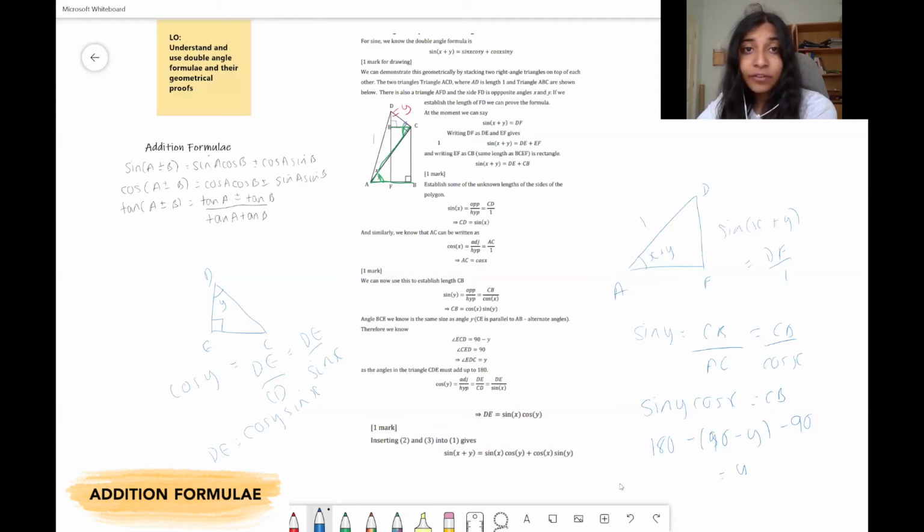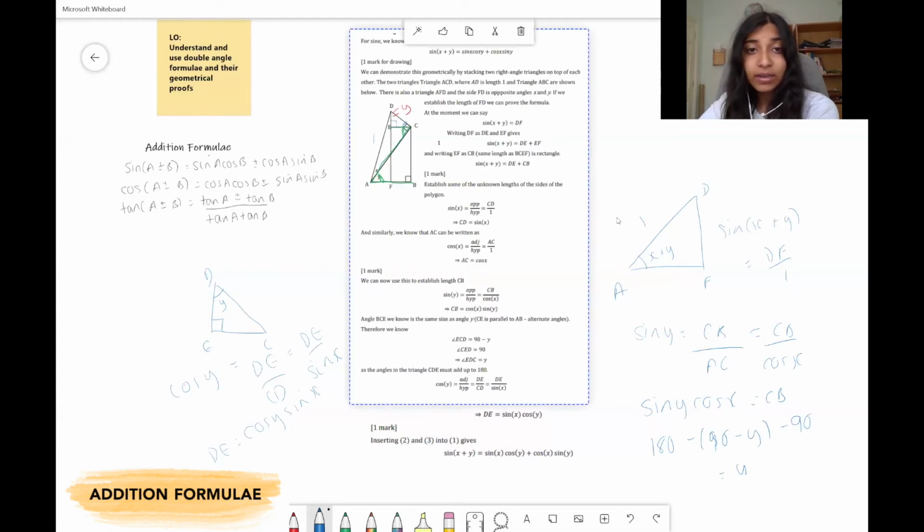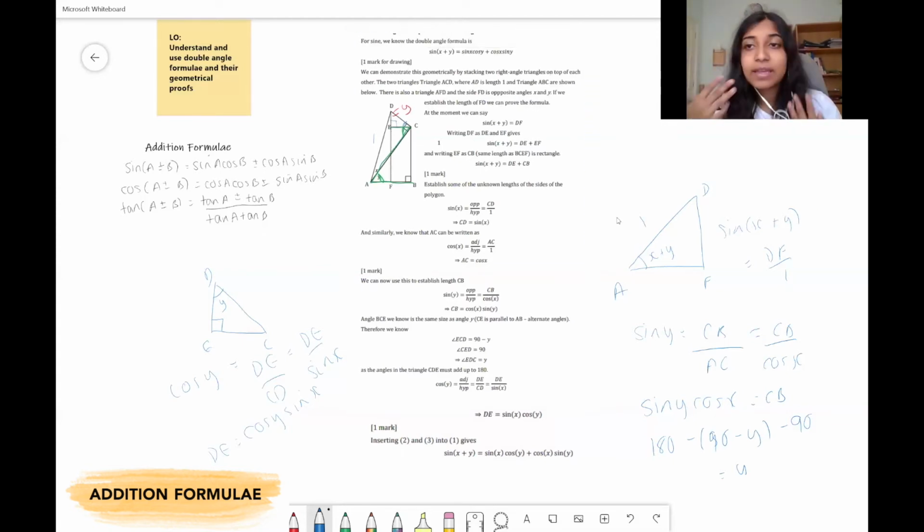If you want to go through this again, it's quite complicated, so it's all on here. You can pause the video here, and if you just want to go through it yourself again, feel free to. But now let's move on to the cos A plus B formula and see how we could use geometrical proofs to prove that one.